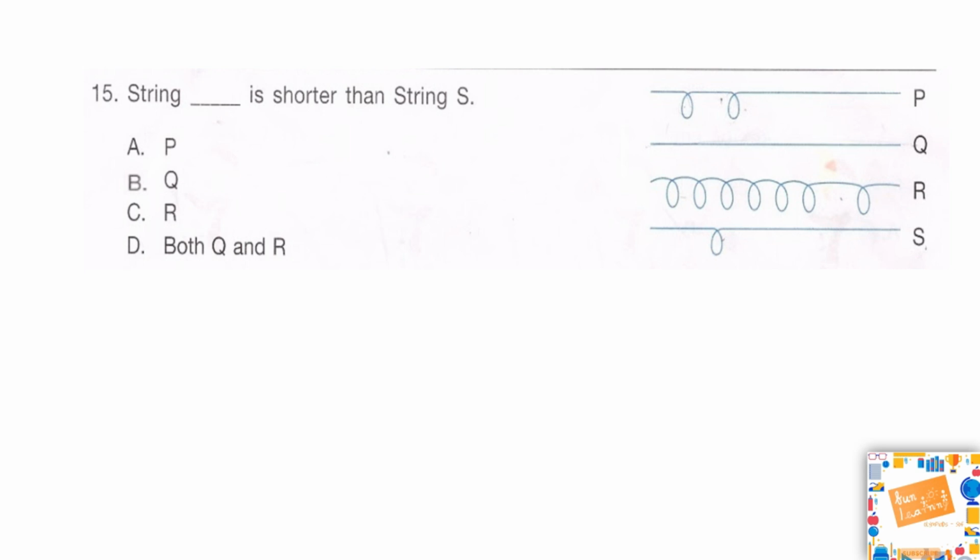Well, let's look at this answer together. Now, if you look here, the loops means if you extend the loops, the string will become longer. So the string with the least loops is the shortest. The string with one loop is the second shortest. So S is actually longer than Q. So the Q string is shorter than string S. So our answer is option B.